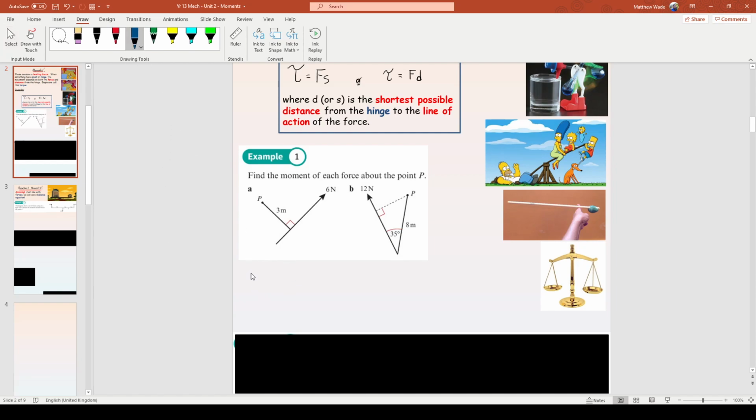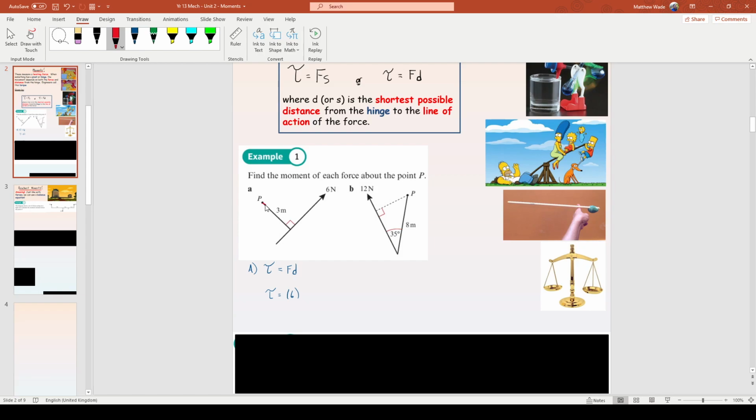I'm going to show you, really easy peasy. First things first, a moment is just going to be a force times a distance, just like above. Now, remember what I said about the distance having to be the shortest possible distance away from the hinge. So here we go. Moments in this case, or the torque, is equal to the force, which is going to be 6, and then the distance is the shortest possible distance to the line of action of the force.